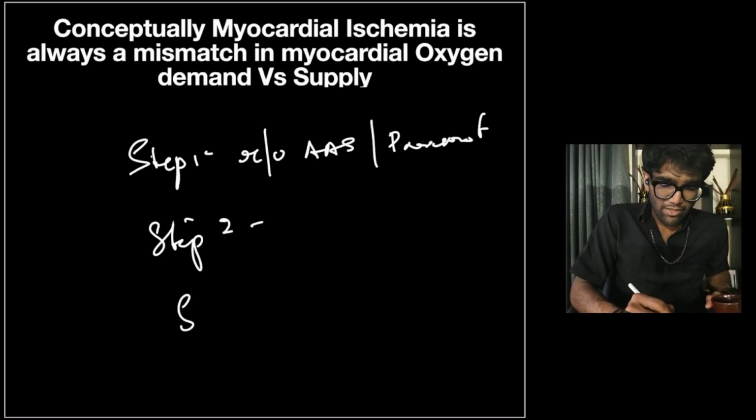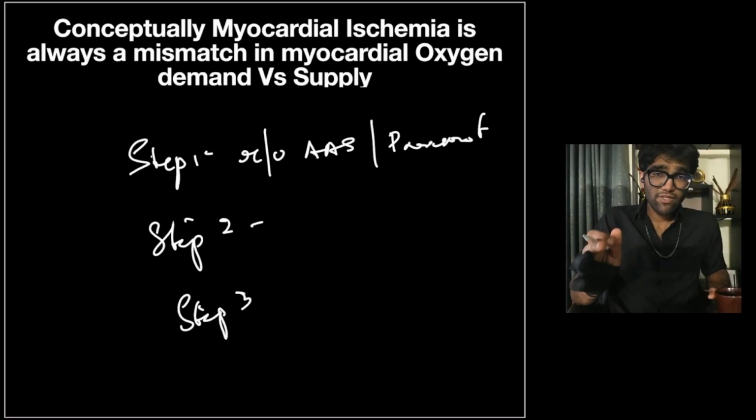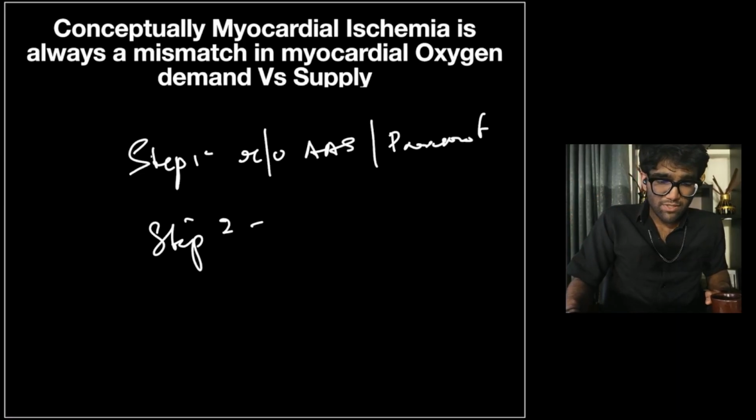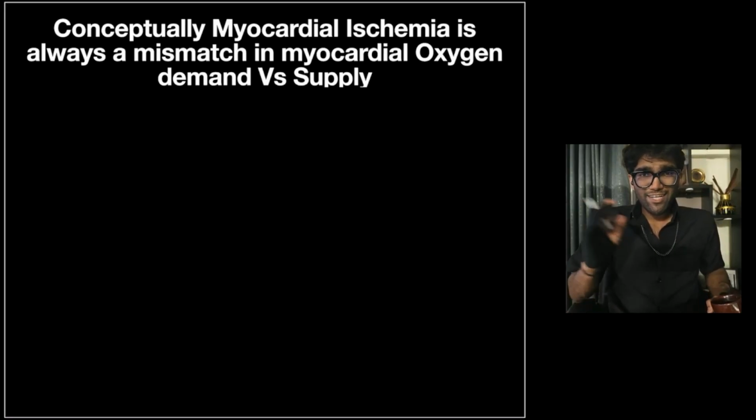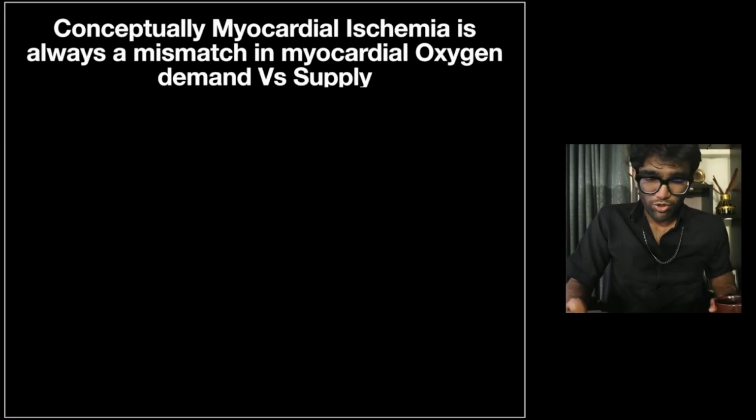Now in step 3, what do we do? We decide whether it fits into the definition of unstable angina. Okay, so with these 3 steps, it's usually quite easy to approach chest pain logically, and you don't need to then be confused as to what to do.